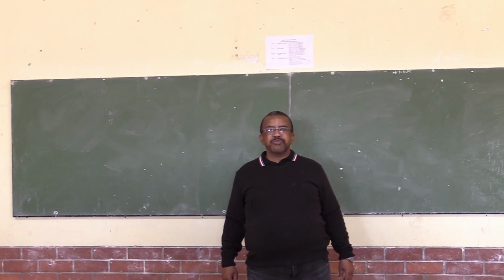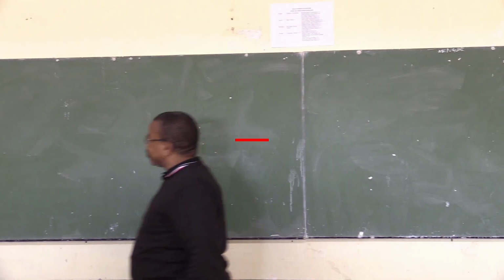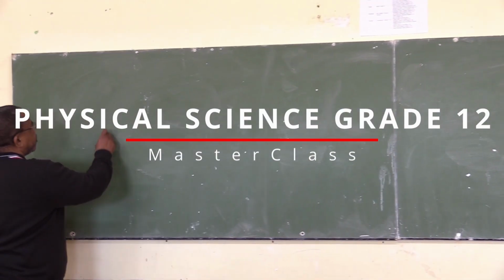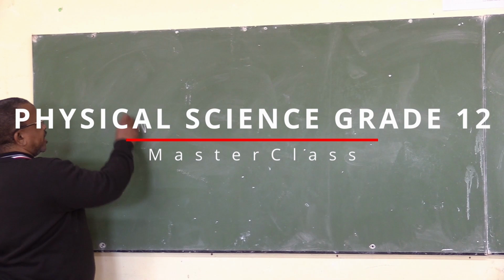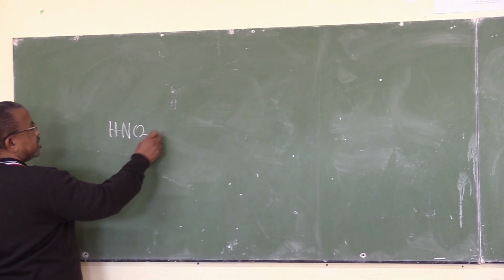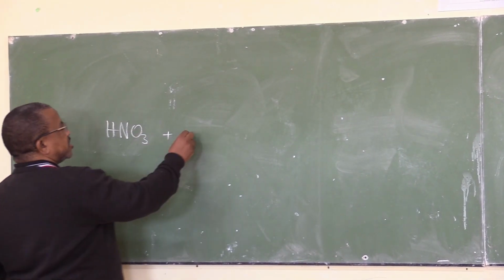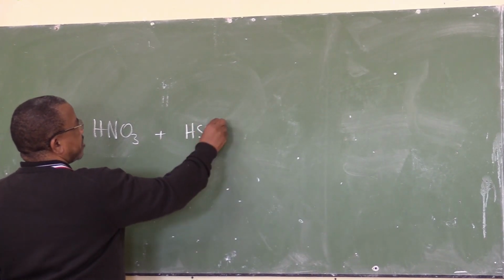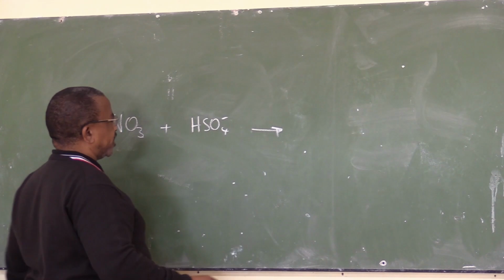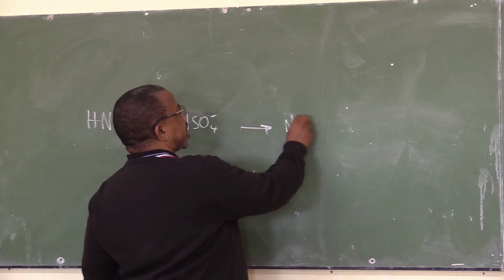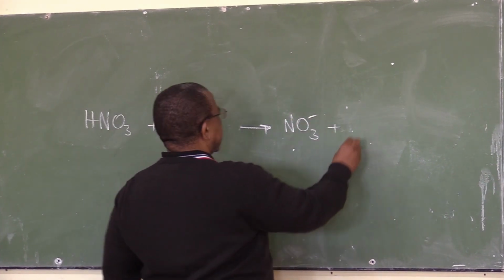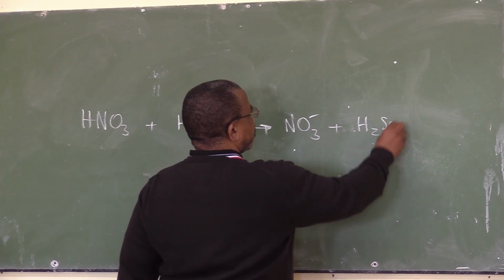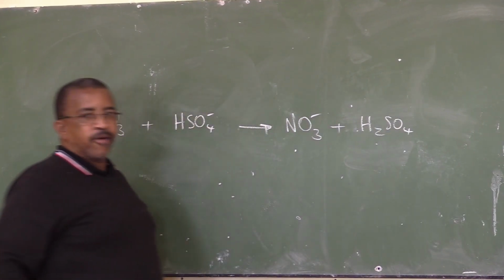The conjugate acid-base pair. Let's say you have HNO3 reacting with HSO4 minus to give us NO3 minus and H2SO4.